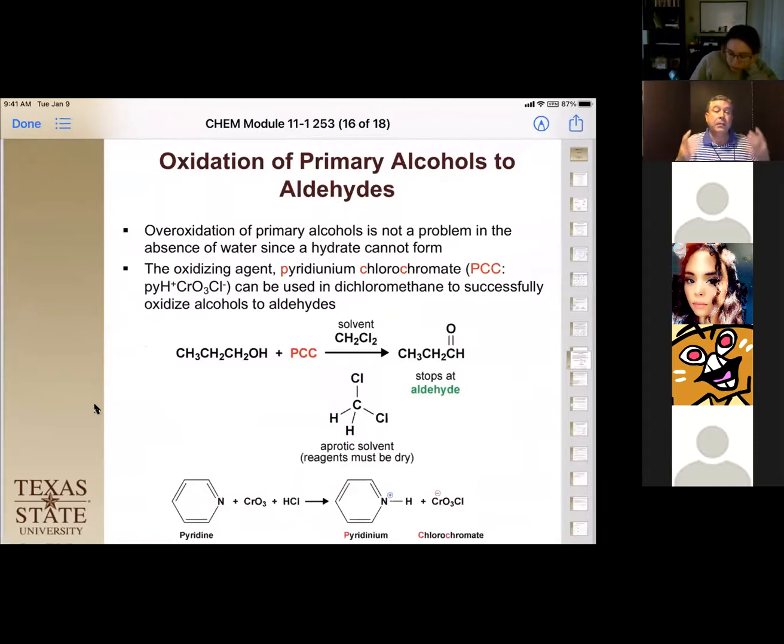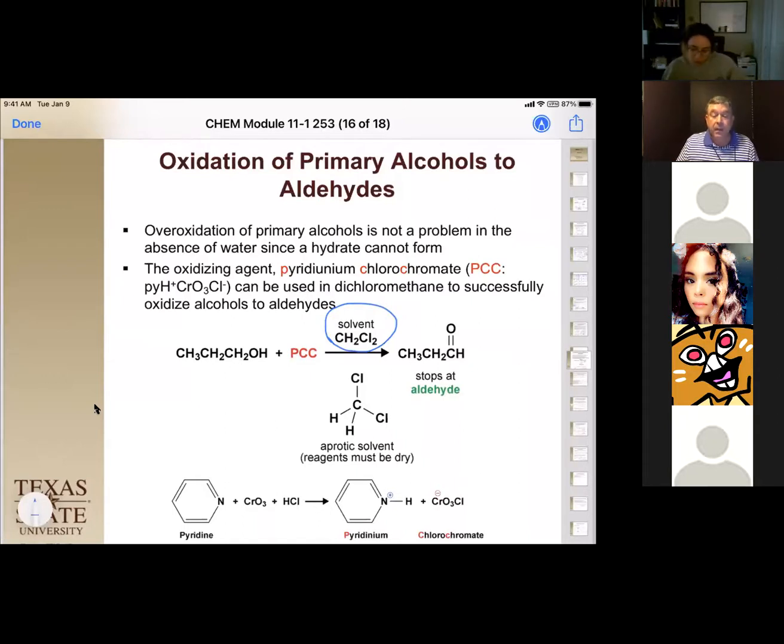So if we make a salt of the chromic acid using pyridine and HCl, it becomes an organic soluble material, which means we can use a solvent that itself will not oxidize. In this case, we're using dichloromethane right here. Dichloromethane is an aprotic solvent. It has no hydrogens. If it has hydrogens or water in it, it will oxidize it to the carboxylic acid. So we have to have an aprotic solvent that is not easily oxidized.